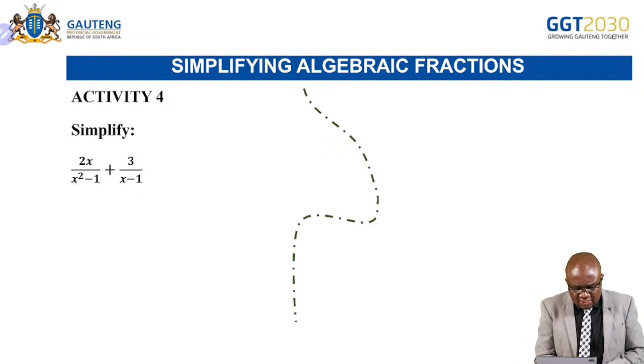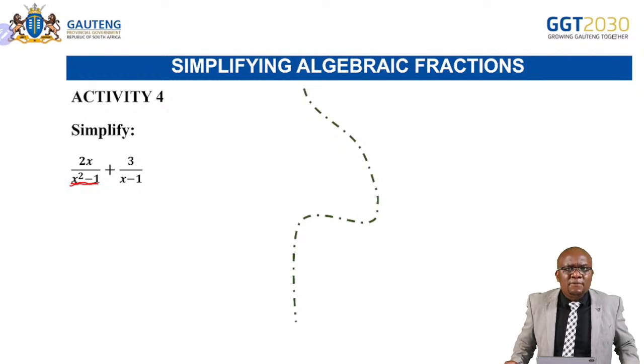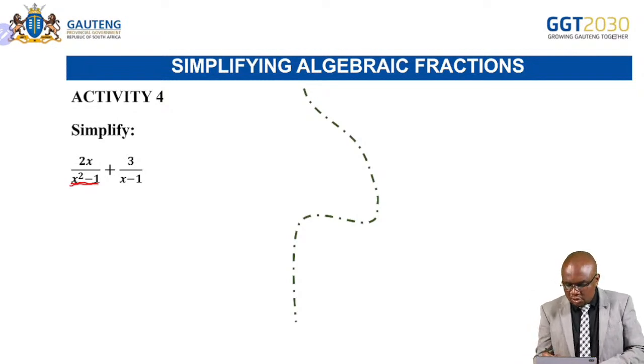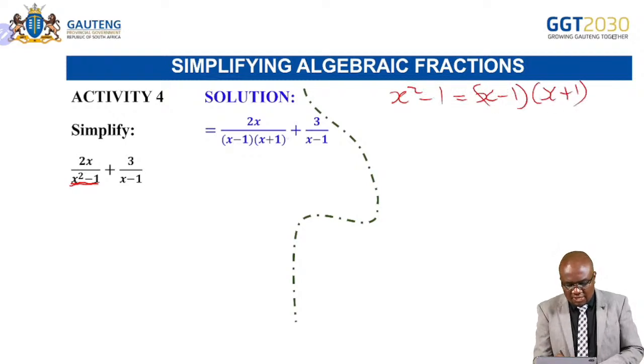What do you see here, grade 10s? What do you see there? Difference of 2 squares. Remember that. To simplify algebraic fractions, you need to factorize. So it's difference of 2 squares. So that will give us what? x squared minus 1. It should be x minus 1 then x plus 1. That's why we have that now.